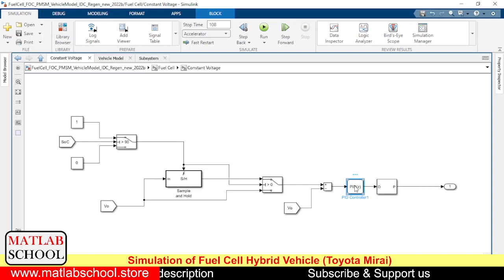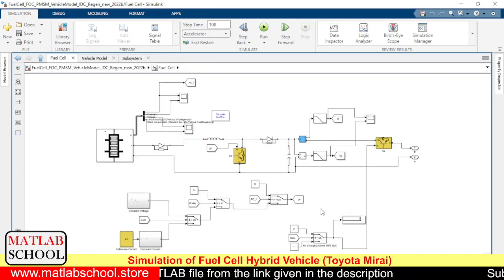So here we have the battery, with the IGBT connected to the battery. This will get cut off as soon as the SOC of the battery crosses 95%.